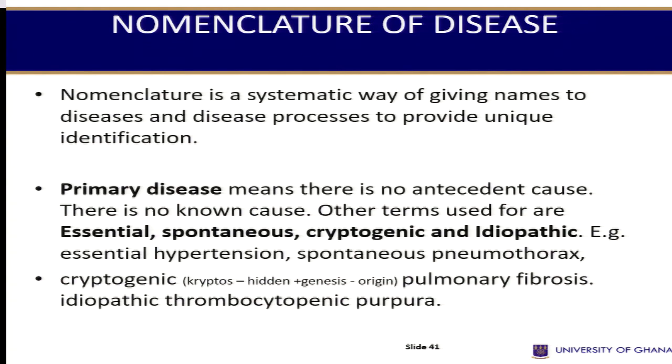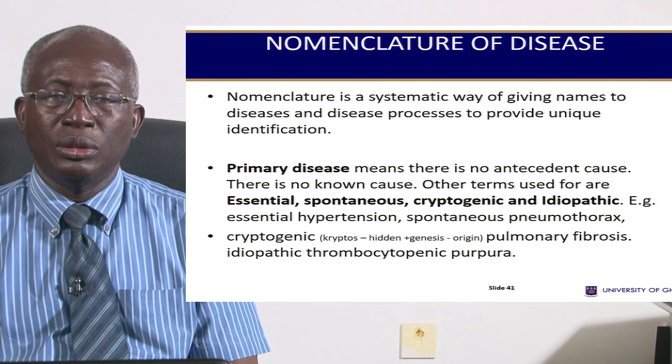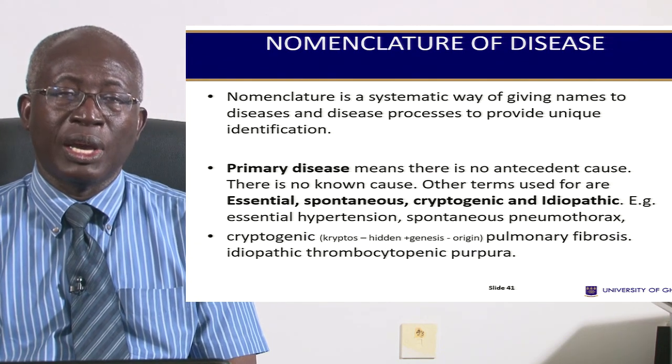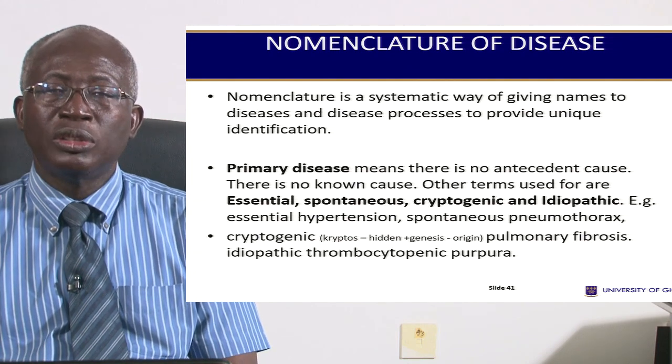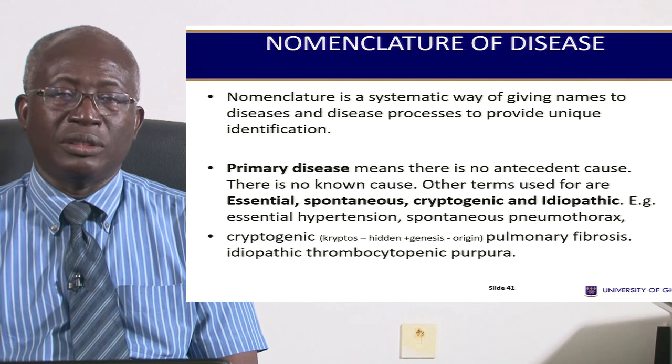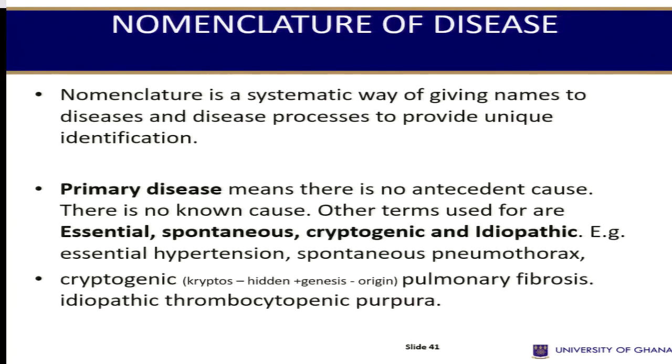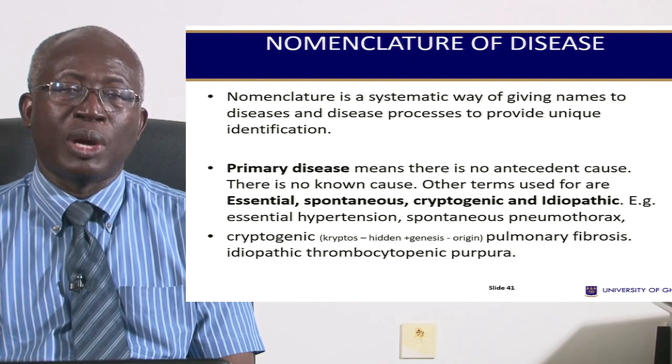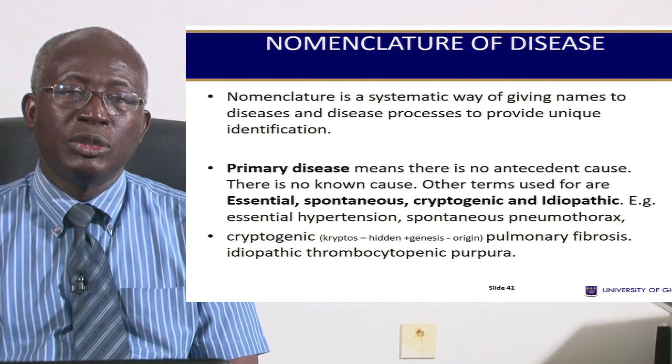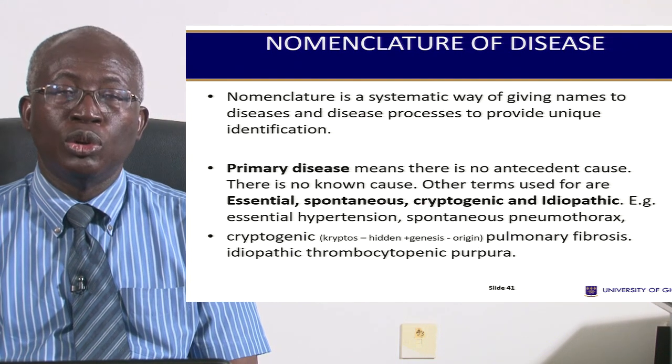So if the disease is of no known cause, you precede the name of the disease by one of these terms. For instance, essential hypertension. This forms about 90% of hypertension that occur in people. Then spontaneous pneumothorax. This is when air collects in the chest cavity spontaneously, and we don't know the cause. Now, cryptogenic pulmonary fibrosis means that there is fibrous tissue in the lung. We don't know the cause. And then you have idiopathic thrombocytopenic purpura. This is bleeding due to defects in platelets that we don't know the cause.